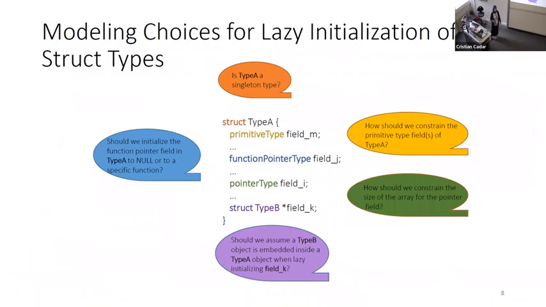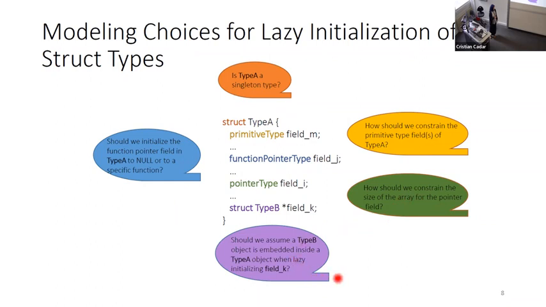Now, what type of options do we have for data types? Well, we can decide that a certain struct type is actually singleton. So if ever it gets created, there will only be one copy that will be used throughout the execution. If we have function pointer fields, we may want to just set them to null or a specific function. If we have primitive fields, again, we can constrain them with constants or in a relational way, referring to another field in the same struct type. Again, for the pointers, we need to decide the array size and so on.